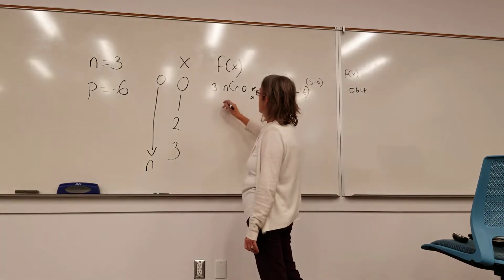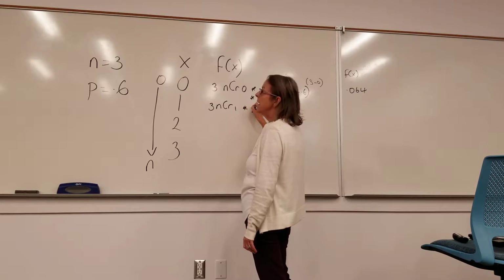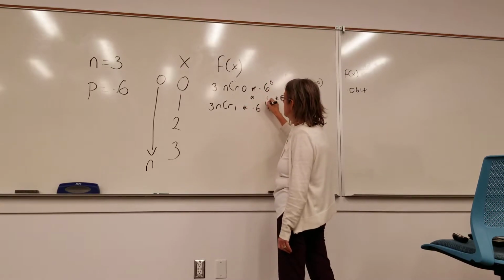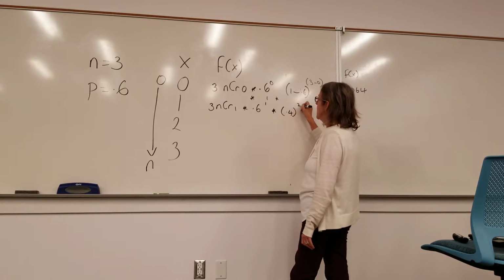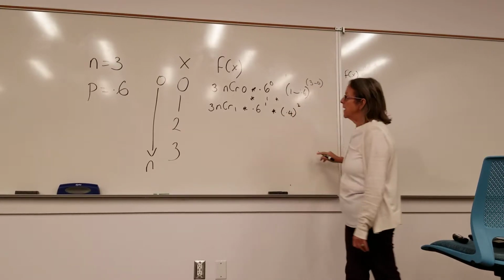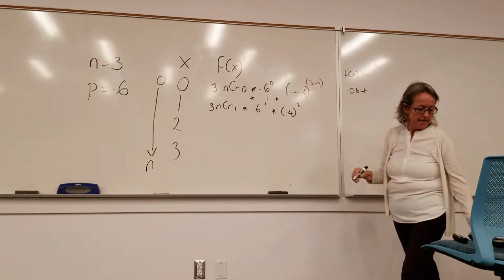When X is 1, we're going to do 3 NCR 1 times 0.6 to the 1 times 0.4 squared, because this is 3 minus 1 now. What is that?